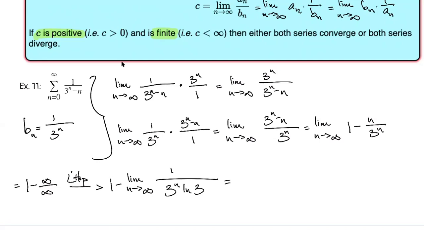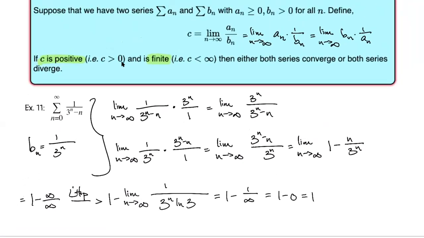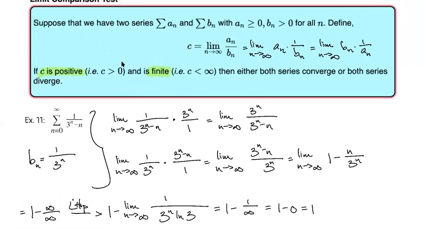And now when we plug in infinity, we get 1 minus 1 over infinity, or 1 minus 0, or we get 1. So we get 1. Let's go back and see what that means. That means C is 1. That means C is positive, it's greater than 0, and it's finite.